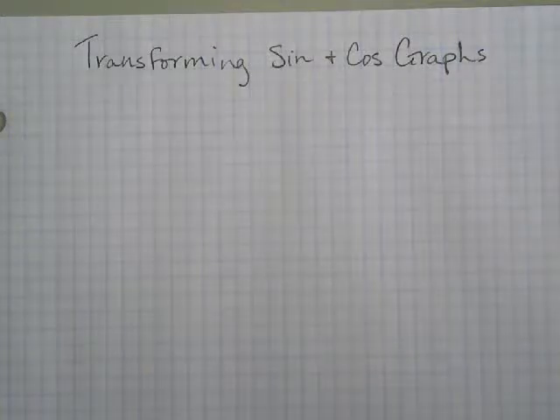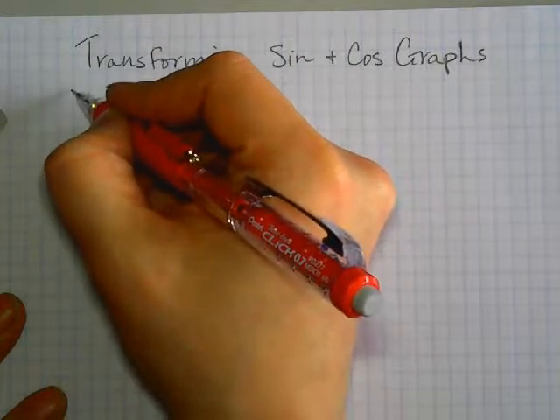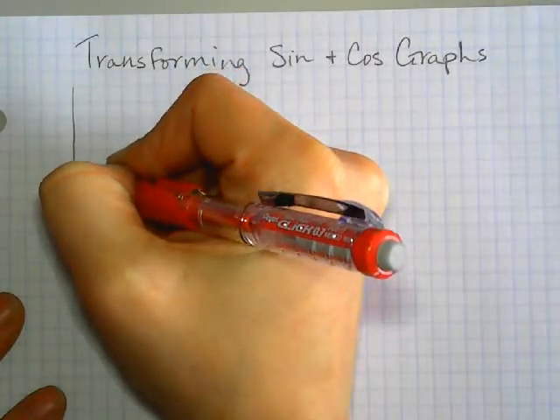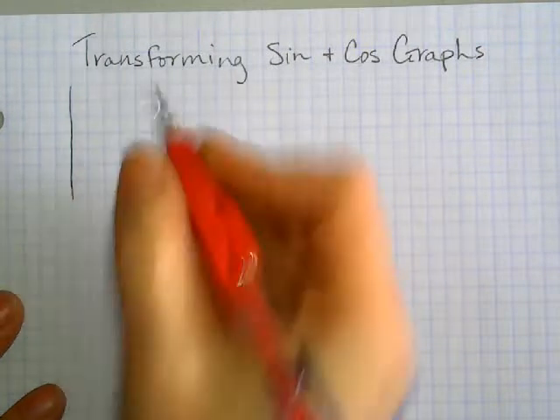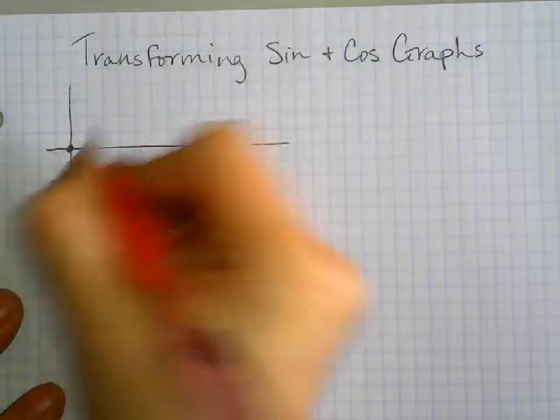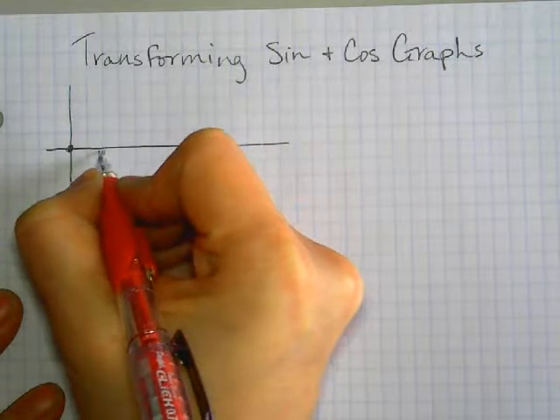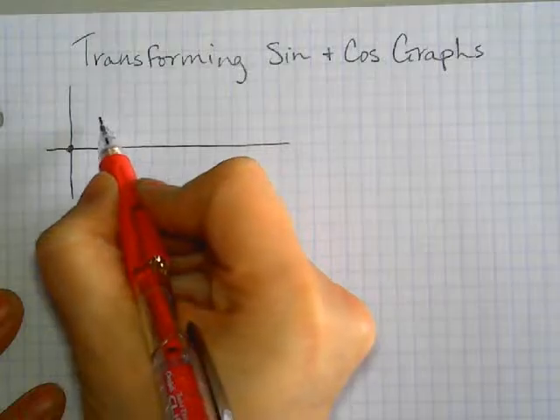So what we're going to start with is just the sine graph. We've already taken some pretty extensive notes on that sine graph, but the original has a midline of 0. You start at 0, 0. At pi over 2, you are up 1, so I'll label those.